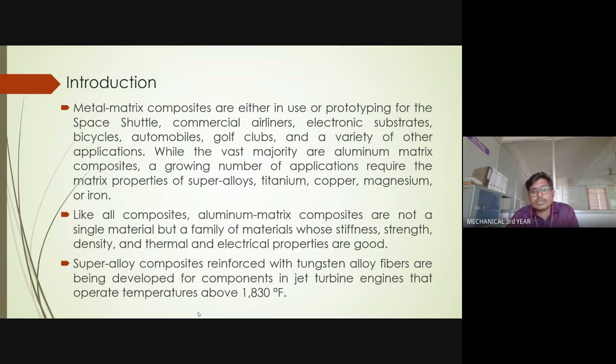Superalloy composites reinforced with tungsten alloy fibers are being developed for components in jet turbine engines, where the operation temperature is above 1830 degrees. From this point, we can clearly understand why we are going for superalloy composites: because of the temperature withstanding ability, that is, the refractoriness of the product developed by processing metal matrix composites, it becomes a highly temperature resistant material, and that is why it is capable of withstanding heat up to 1830 degrees.